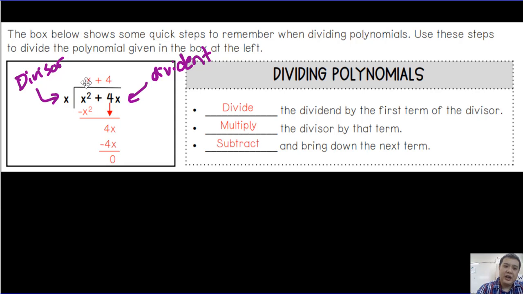So here, we see that we have x over here. We say that we need to get x squared, so we have to multiply x by x. So we put x up here. x times x is x squared. Subtract that out. Then we have 4x over here, and we need to multiply x by 4, so we plus 4 to get 4x. Subtract that out, we get 0.